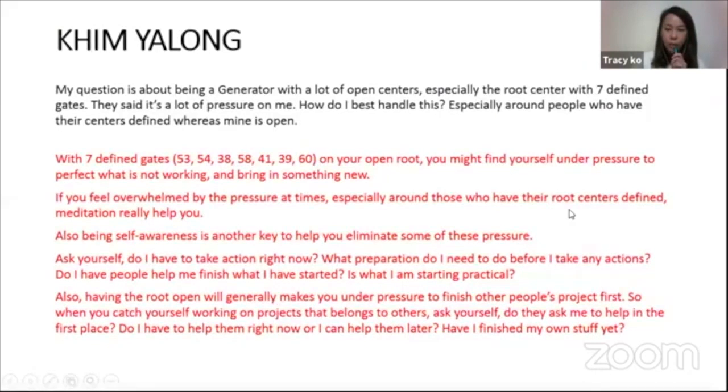So to sum up, what I would say for Kim is that with 7 defined gates on your open root, you might find yourself under pressure to perfect what is not working and bring in something new. And if you feel overwhelmed at times, especially around people who have the root defined, there are 3 things you can do. One is meditation. Daily meditation will really help you react better to the pressure from outside.